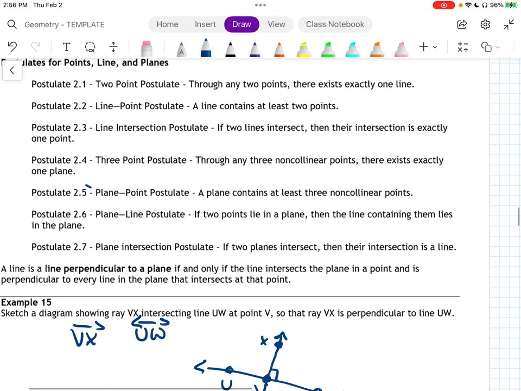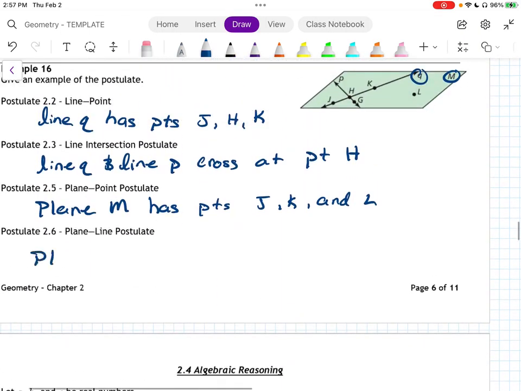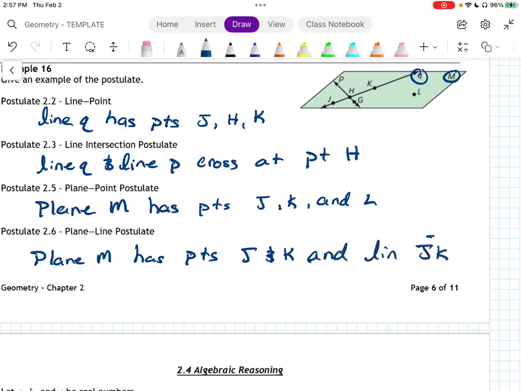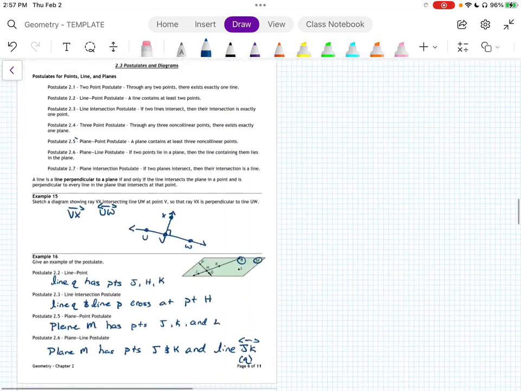Lastly, the plane line postulate. Well, that one says that if 2 points lie in the plane, the line containing them is in the plane. So, plane M has points, we'll say J and K, and line JK. Or we could say that that's line Q if you wanted to. That's line Q. But there we go. That's all. So there's our section 3 there.